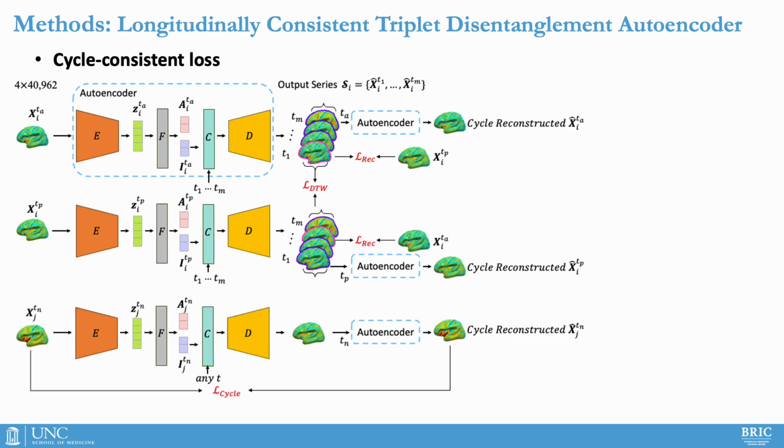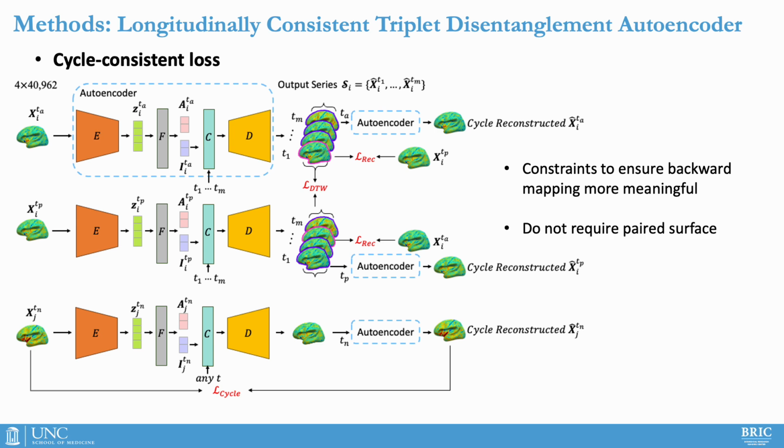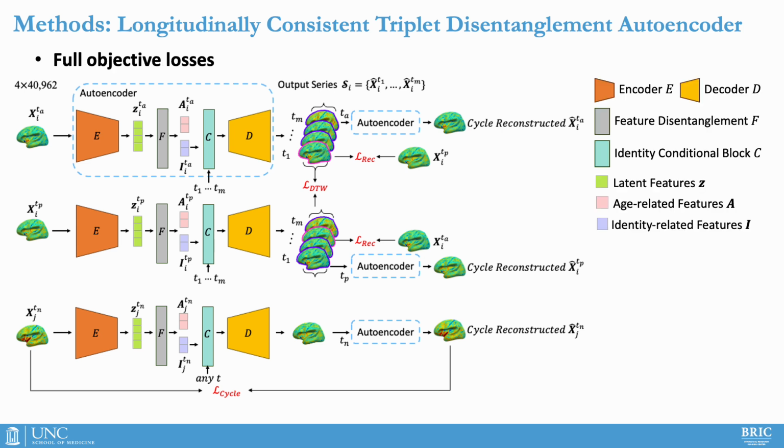To achieve a generative model that is simultaneously more controllable and meaningful, we incorporated an additional constraint, which is the cycle consistent loss, to ensure the backward mapping process during the training of the decoder. And since the cycle consistent loss does not require paired ground truths like the reconstruction loss, all samples in the triplet were included for calculating the cycle consistent loss. So here's the full objective loss and training process.